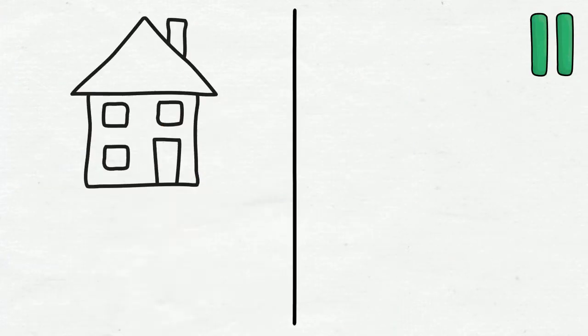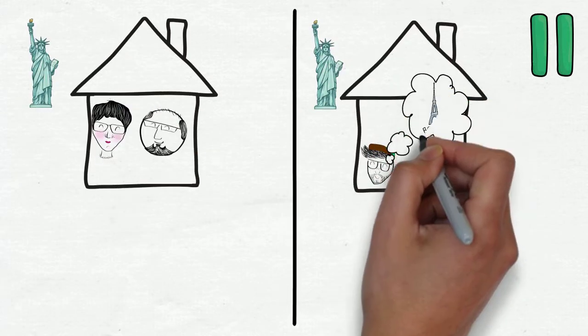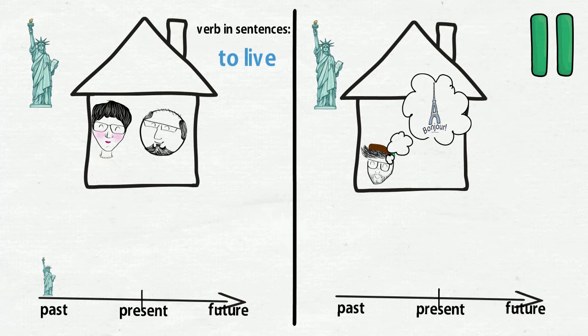There's one more key difference. Let's again take a look at the pictures, stop the video, and try to guess where we would use present simple and where we would use present continuous in these examples. The verb that we're focusing on here is to live. If you're still not sure, take a look at the timelines. Now let's take a look.